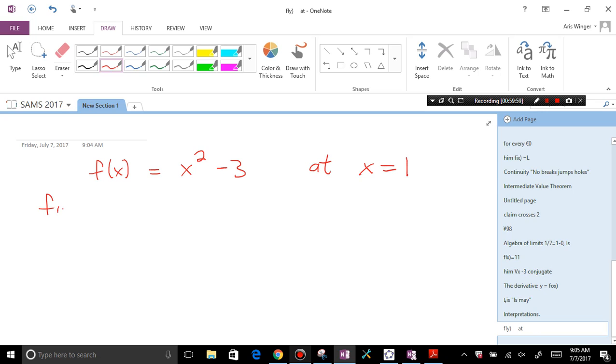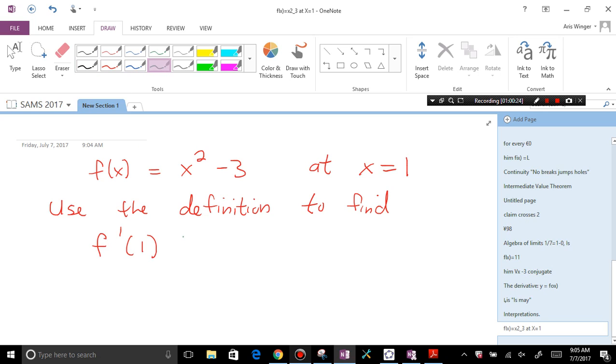So find, oh, I'm sorry, I have to say this for some of you all. Use the definition to find f prime of 1. So what I mean by that is the derivative at 1.